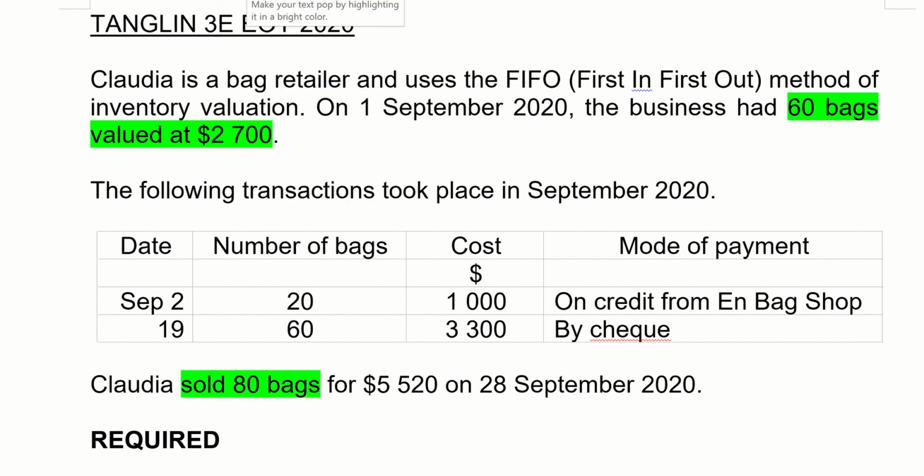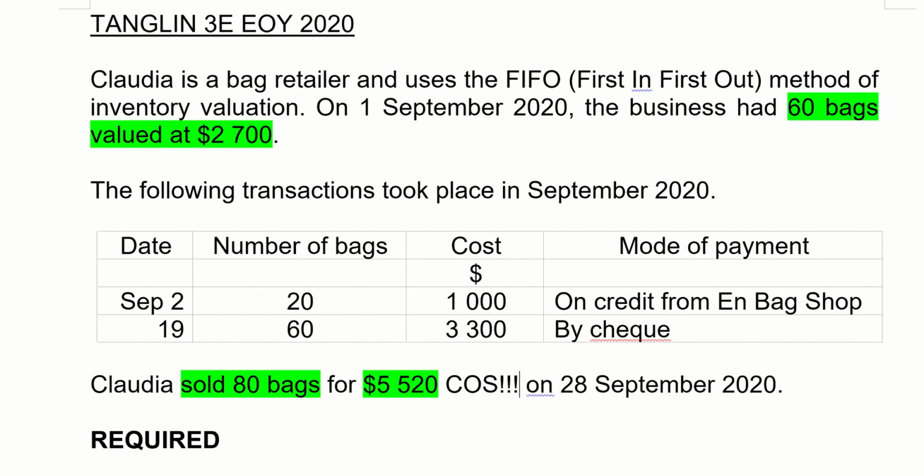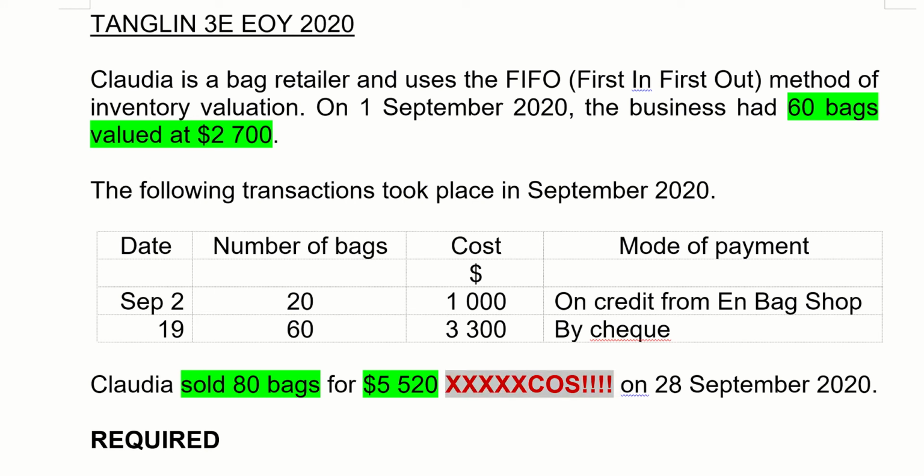And this is the first thing that students will do wrongly. They say, oh, Claudia sold 80 bags for 5520. This 5520 must be the cost of sales. And then they immediately write that cost of sales is 5520. This is wrong. Let me put little X marks as wrong. Cost of sales is not 5520. This 5520 is not the cost of the inventory that you sold.